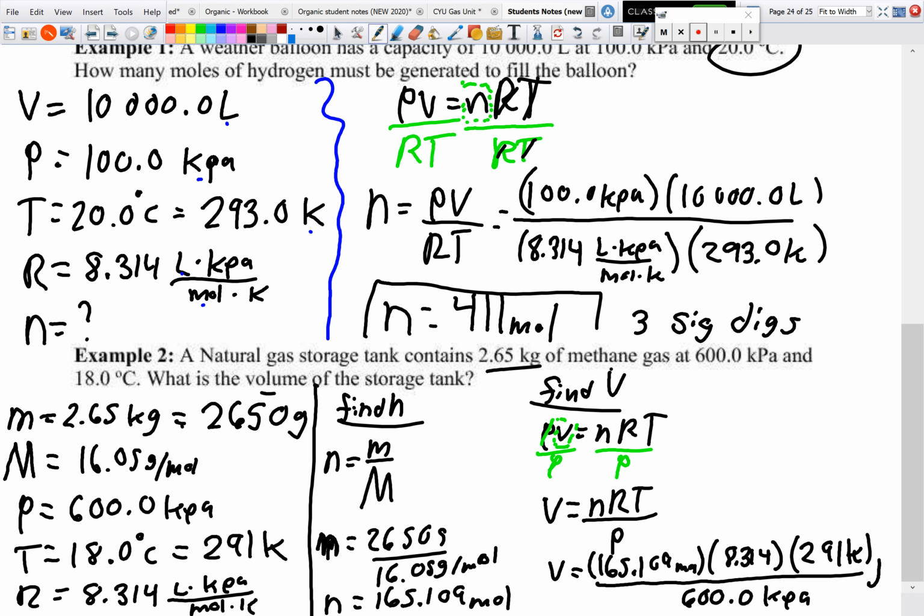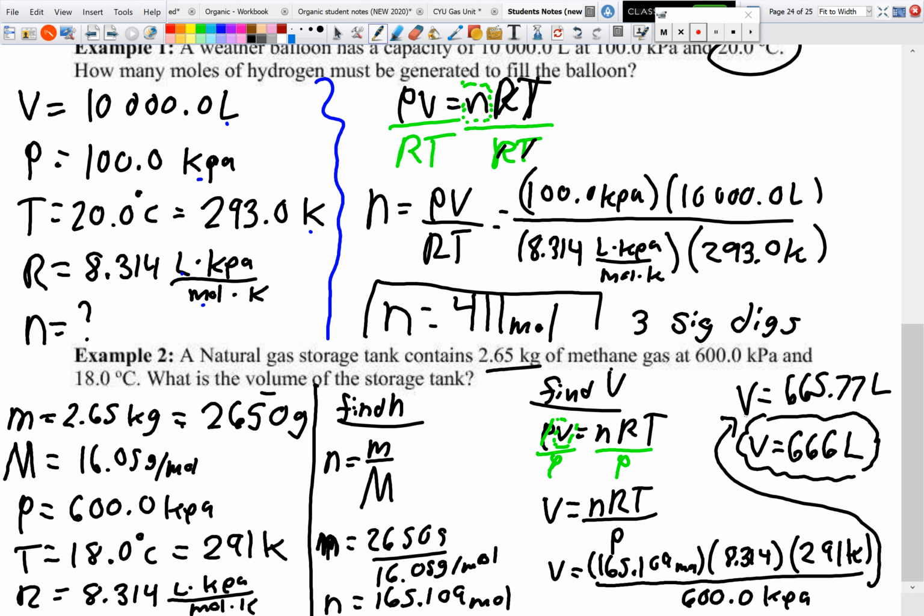Alright, so this is what we have. Now I'm going to write that up here. So for volume, what we end up getting is 665.77 liters. Now this is my unrounded value. I do need to round finally, so I look at all of my givens. I see 3 significant digits here in the mass. I see 3 significant digits in the temperature. That's my lowest number, so we end up getting 666 liters. So the volume is 666 liters.